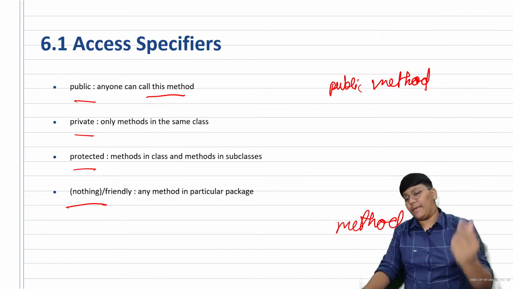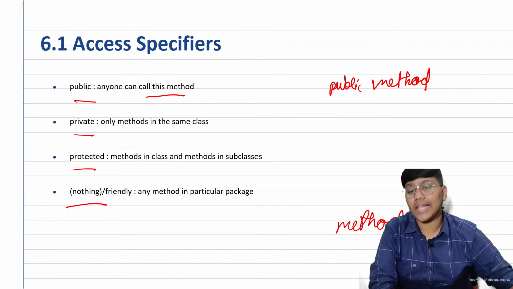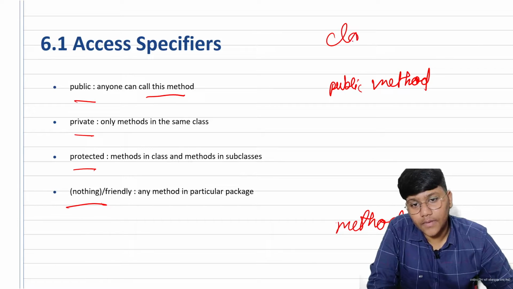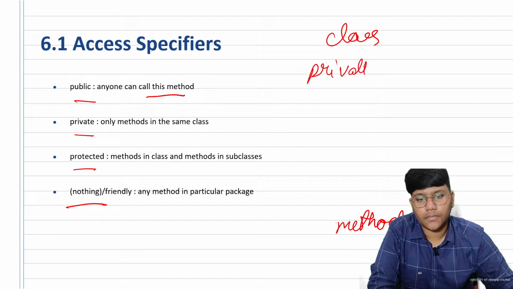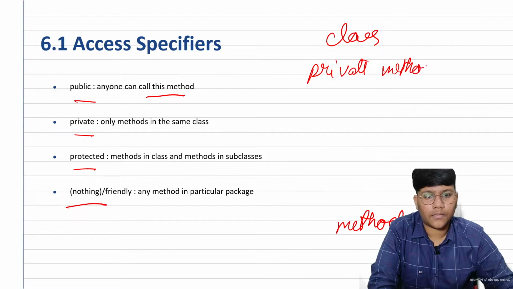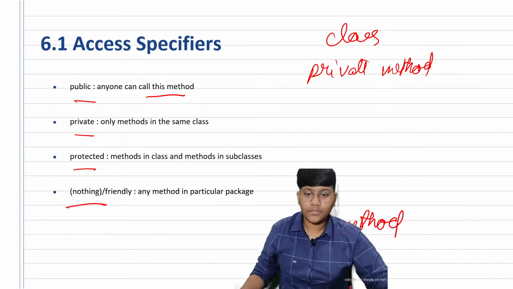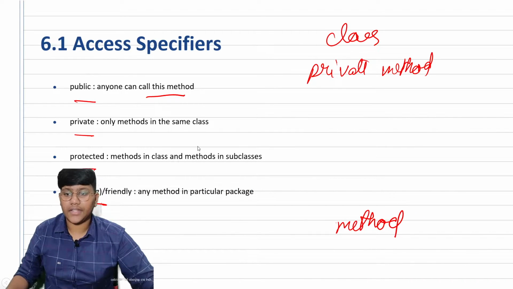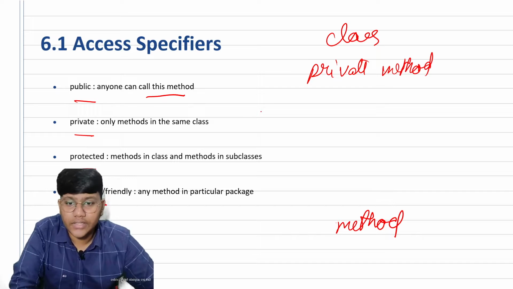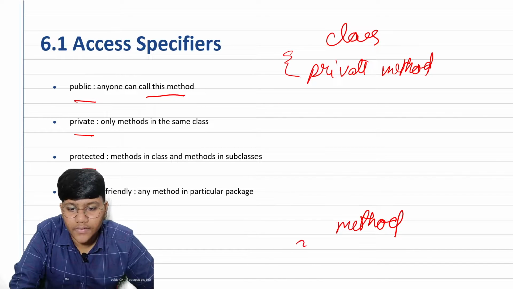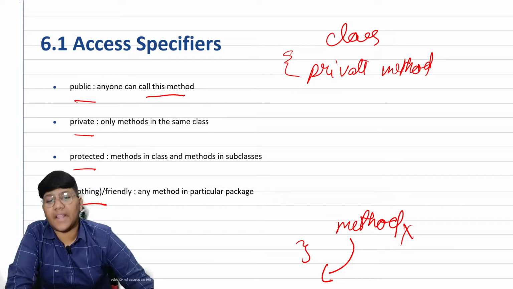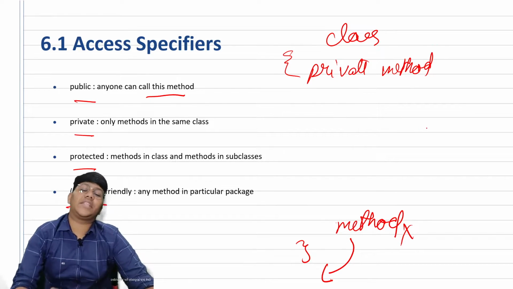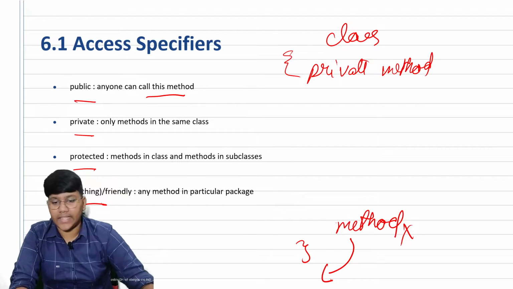Then comes private, only methods in the same class. If this is private, so this is a private matter, so this has to stay inside the class. If it goes outside the class, it cannot call the private method. So private methods can be called only inside the class.